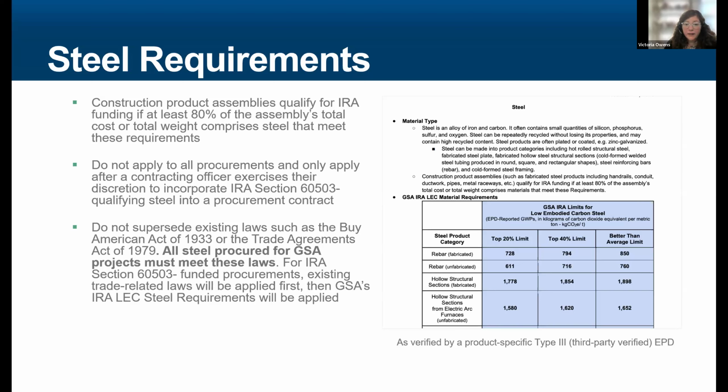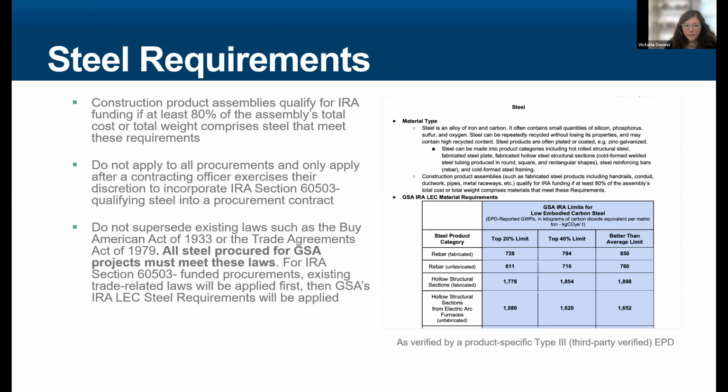So a construction product assembly can qualify for IRA funding if at least 80% of the assembly's total cost or total weight comprises steel that meets the requirements in this table. I think it's important to say really what these points are saying is that this lower embodied carbon requirement builds on top of the many other laws and requirements for federal procurement. It does not supersede them in any case.